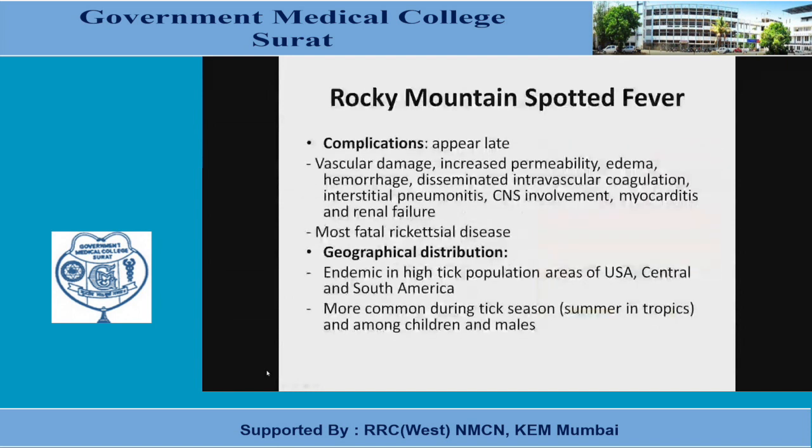So complications generally appear late: vascular damage, increased permeability, edema, hemorrhage, disseminated intravascular coagulation, interstitial pneumonitis, CNS involvement, myocarditis and renal failure. Most fatal rickettsial disease. It is generally seen most commonly in the USA, Central and South America. More common during tick season, that is summer in the tropics, and among children and males.